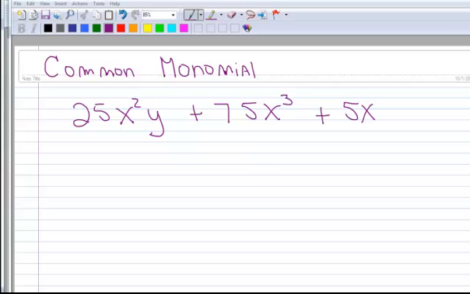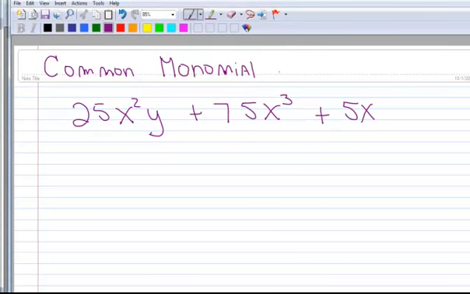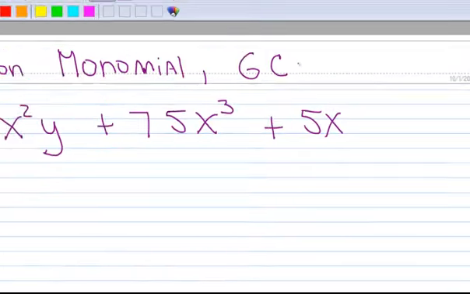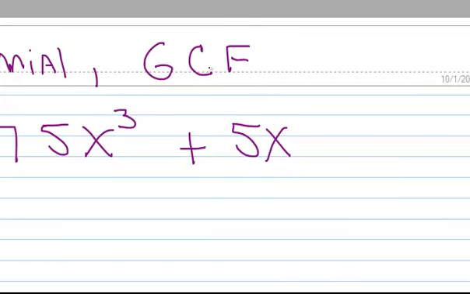Alright, in this video I've got 3 short examples of factoring. The first one that we're going to do is factoring with a common monomial. And you might also know this as greatest common factor. Let's write that up there. Greatest common factor. So here's a polynomial, and the first thing I want to look for are greatest common factors.